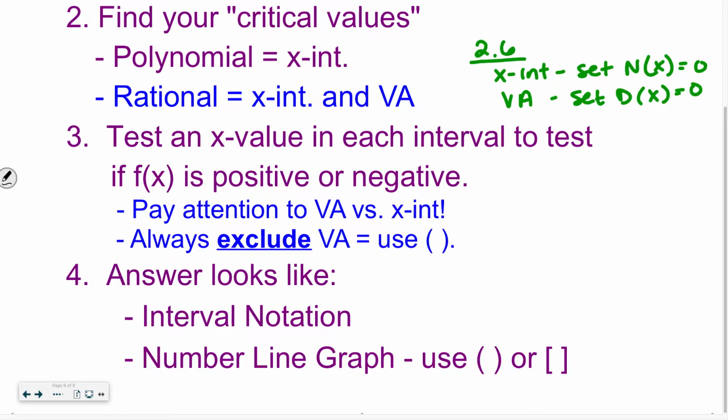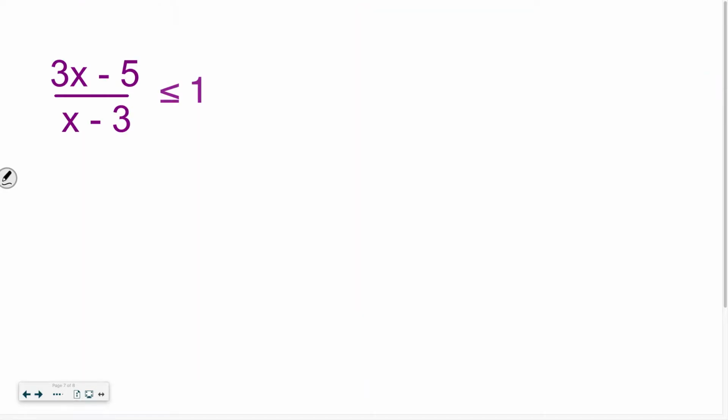You can sometimes include the x-intercept if the inequality has or equals 0. But never should you ever include the vertical asymptote because it's undefined. There is no function value there, so there's never a graph. Okay, so the vertical asymptote always has parentheses. The x-intercept depends on the inequality sign. Okay, we'll do our example for rationals. We're going to do (3x - 5)/(x - 3) less than or equal to 1.